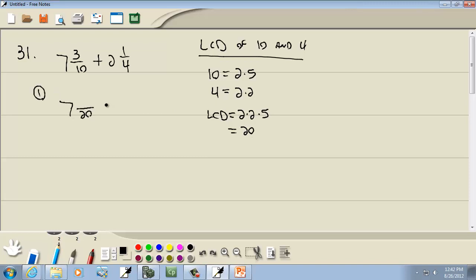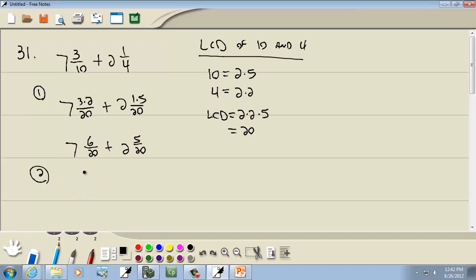So we're going to rewrite each fraction with that new denominator. Now the number out in front doesn't change, just the fraction. Well, we look at our first fraction here, 3/10. The old denominator is 10. We multiplied it by 2 to get the new denominator, so we have to multiply the top part by 2. So 3 times 2. On our second fraction, we multiply the bottom part by 5, so we have to multiply the top part by 5. So that gives us 7 6/20 plus 2 5/20.